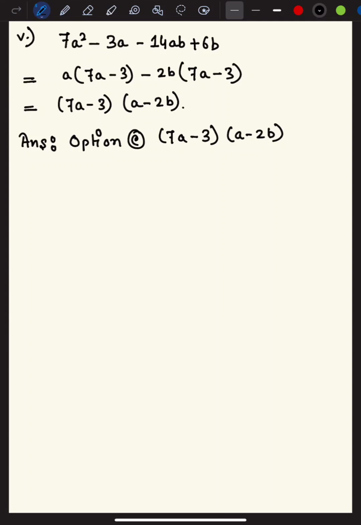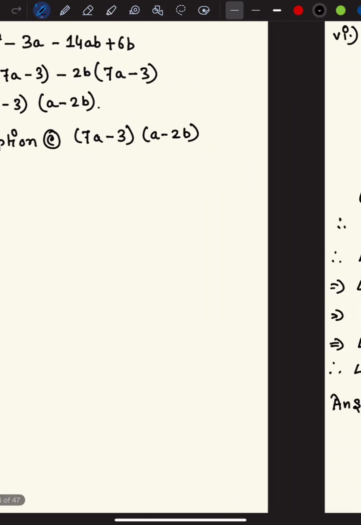We need to factorize this term. It is given as 7a square minus 3a minus 14ab plus 6b, right? So let's see, if we take a common from these two terms, then we will get a into 7a minus 3, and if we take minus 2b common from these two terms, then we will get minus 2b into 7a minus 3. We are taking 7a minus 3 common from these two terms, so we are left with a minus 2b. So our answer will be 7a minus 3 into a minus 2b, which is option C. Got it? Okay, next one.